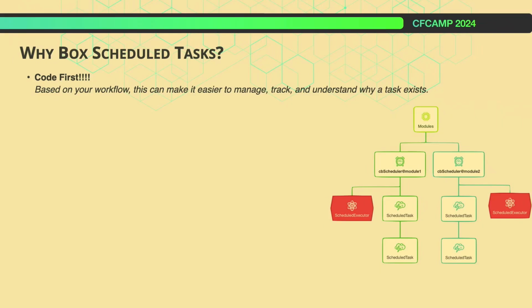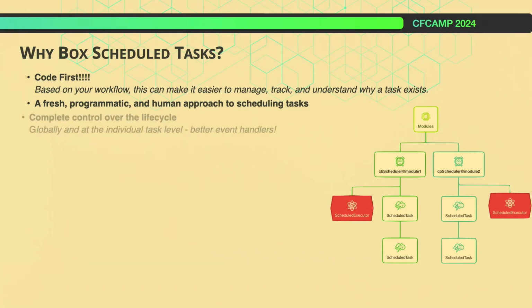You code first, okay? You're going to be using source control for your scheduled tasks. It is based on your workflow, right? It makes it easier to manage, easier to track and understand why a task exists. We really wanted to make it fresh and programmatic and really human in the sense of scheduling the tasks, not cryptic at all. We wanted to make sure that if somebody came in and read it, they would understand what's going on. That was hugely important for us.